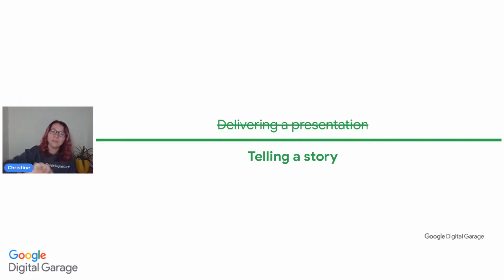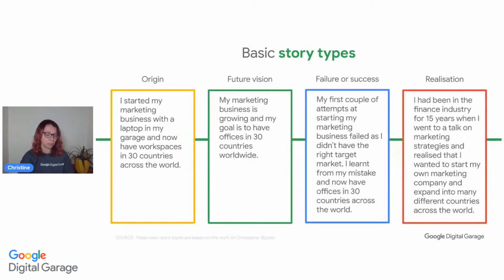If we can weave storytelling throughout our presentations, it's really going to help us. So I'm going to show you here four different types of story. These four types are adapted from the work of Christopher Booker, the book The Seven Basic Plots: Why We Tell Stories.